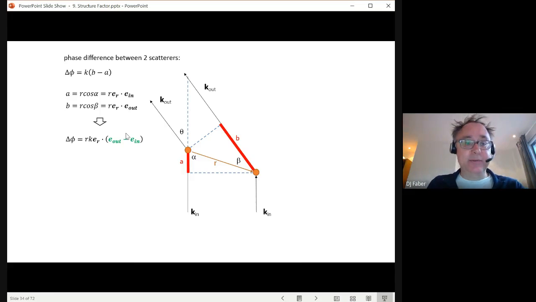So combining that, we get our first expression for the phase difference. Filling that in the top equation, k times b minus a becomes r times k. The r carries over from the a's and b's, and the k carries over from there. So r times k, and then the inner product of the unit vector along r with the difference of the unit vectors: the outgoing direction, the scattered direction, minus the incident direction, the incoming direction.